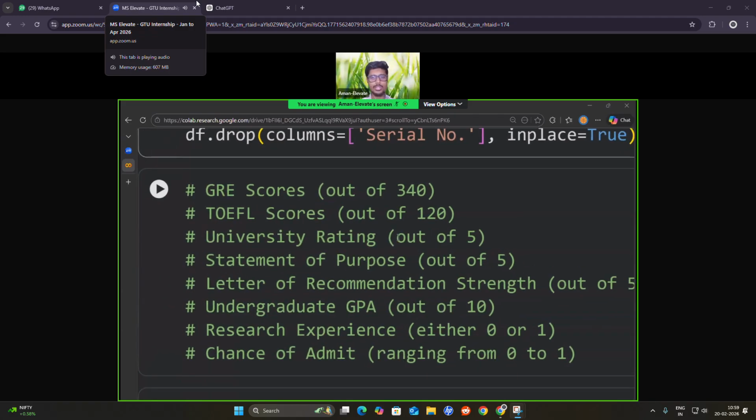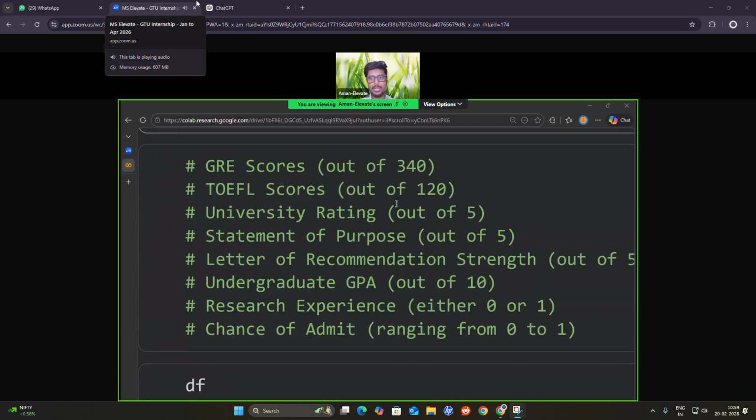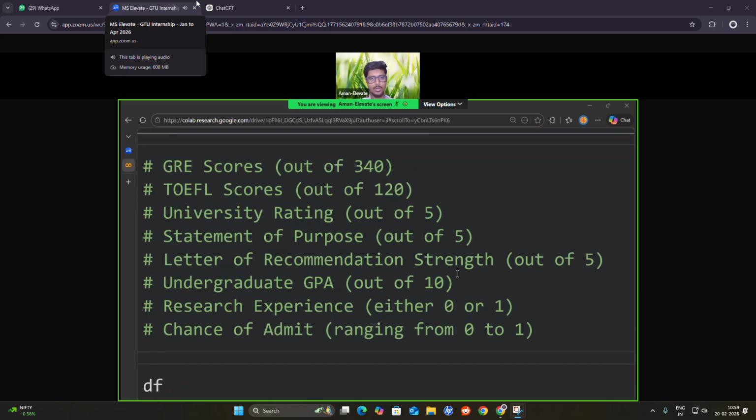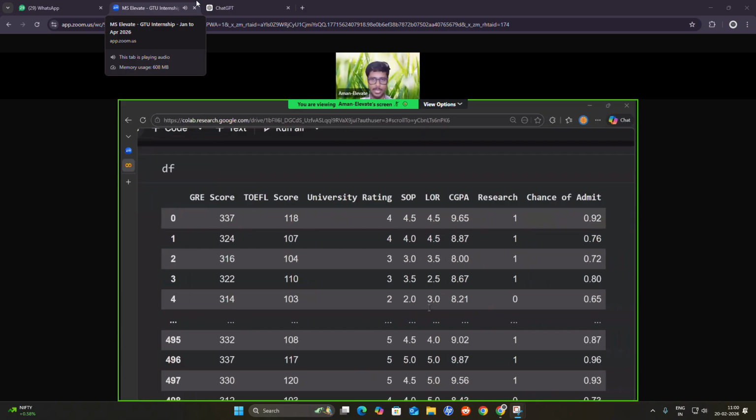GRE score is out of 340. TOEFL is out of 120. University ranking is out of 5. Statement of purpose out of 5. Letter of recommendation out of 5. Undergraduate GPA is out of 10. Research experience is either 0 or 1. If you have research experience, then it's 1, and if you do not have research experience, then it's 0. Then chance of admit is 0 to 1, multiply by 100 means 0 to 100%. So this is how our data looks like.